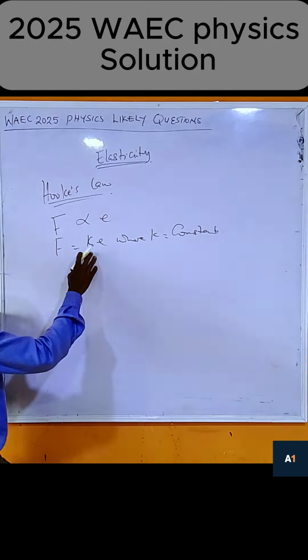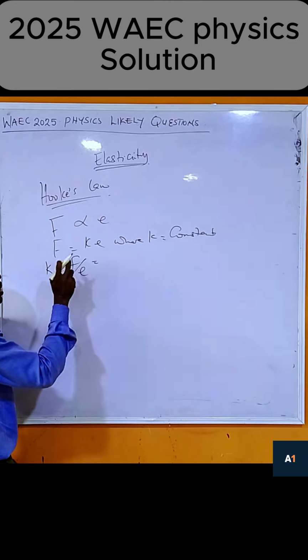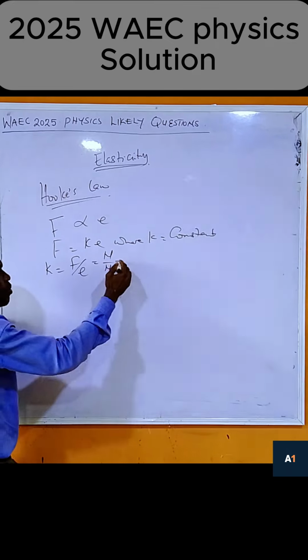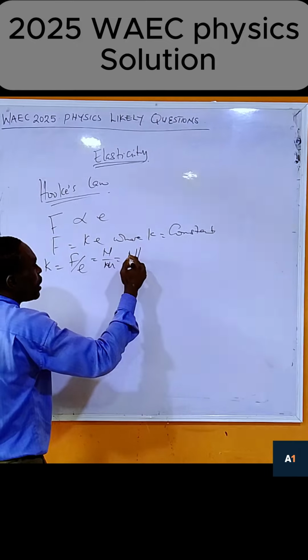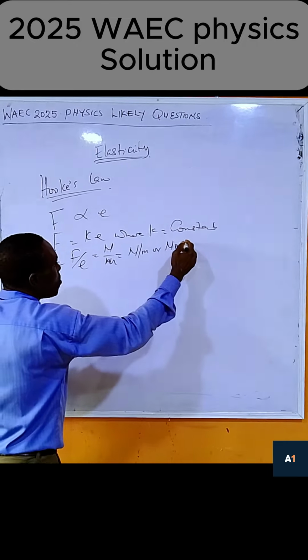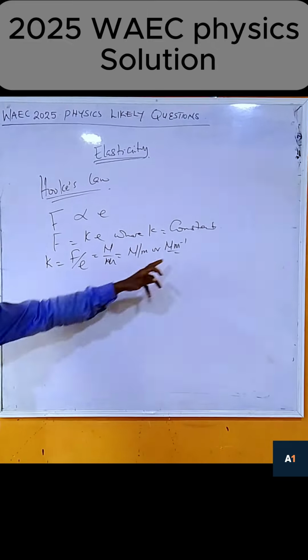Now, what is the unit of K? K is equal to F over E, which means the unit of force is Newton and the extension is meter. So the unit is Newton per meter, which you can write as the unit of K.